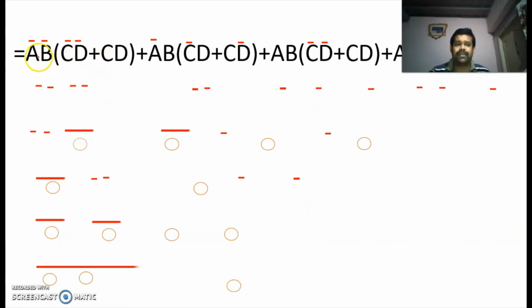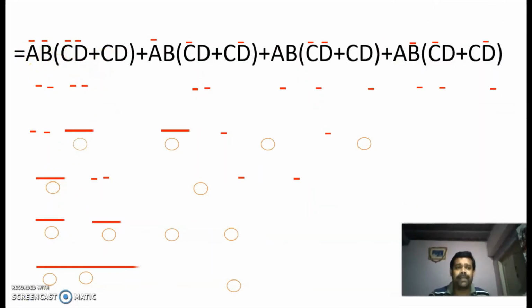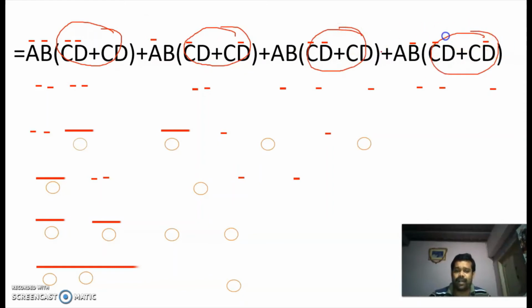So from the first two terms you are taking A bar, B bar common. So you are getting C bar D bar plus C D. And from the third and fourth you are taking A bar B common. So you are getting C bar D plus C D bar. From the fifth and sixth you are taking A B common, and from the next you are taking A B bar common. So you are getting like this. Next, this expression is of XNOR. This expression is similar to XOR. Similarly, this is XNOR and this is XOR.